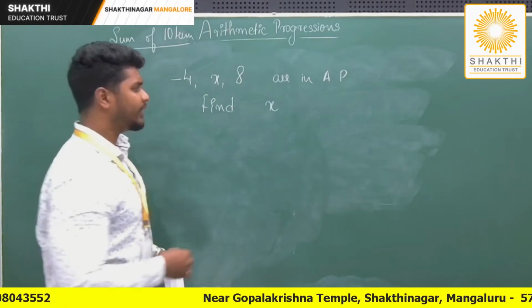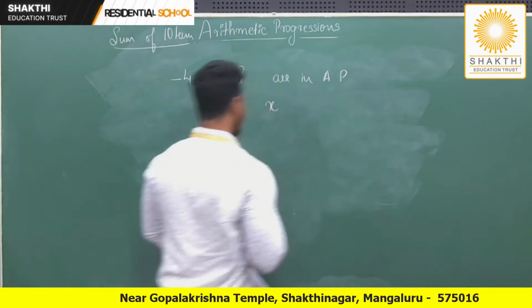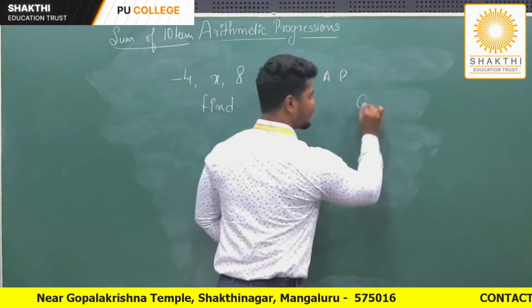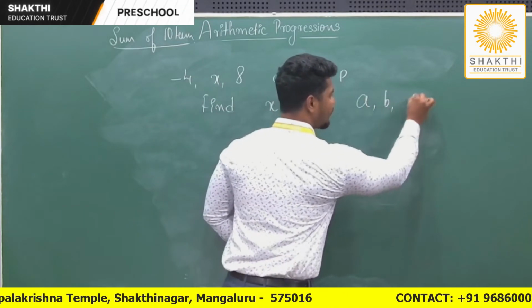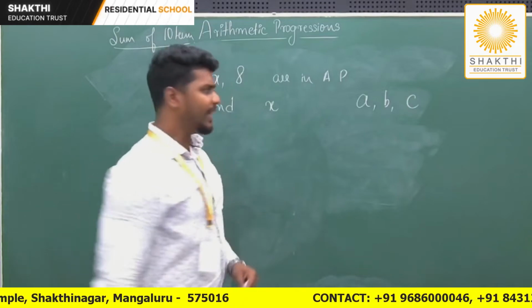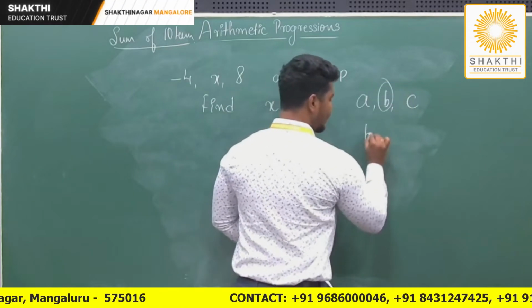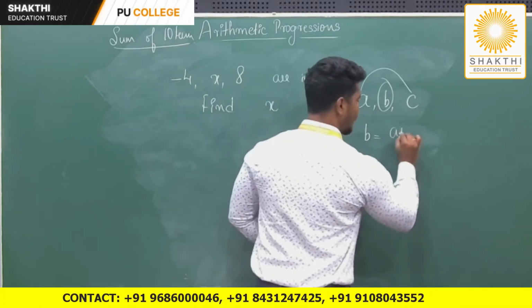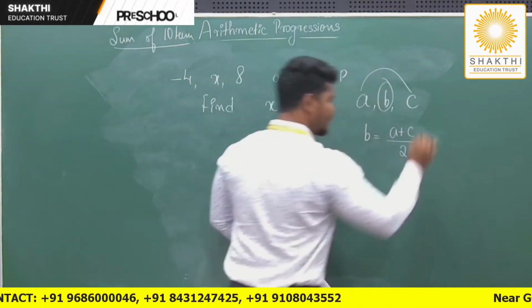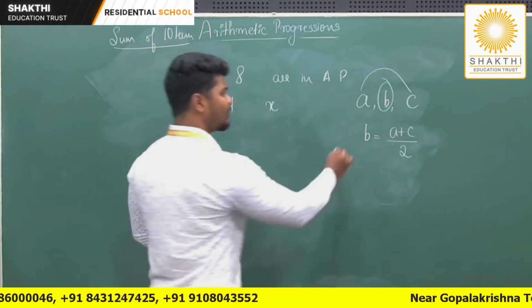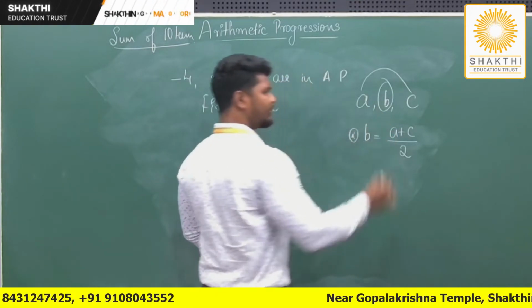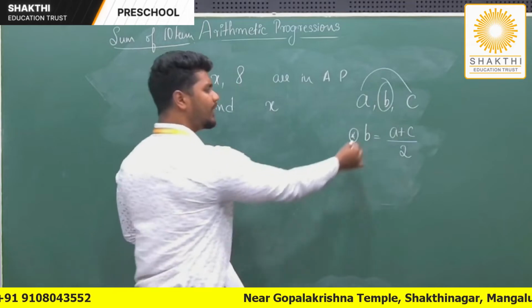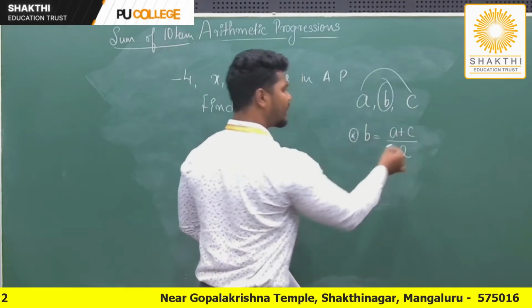Keep this in mind. If three numbers a, b, c are in AP, then the middle number b is equal to the mean of the other two numbers, that is a plus c divided by 2. One thing to remember: if three numbers a, b, c are in AP, then the second number b is equal to a plus c divided by 2.